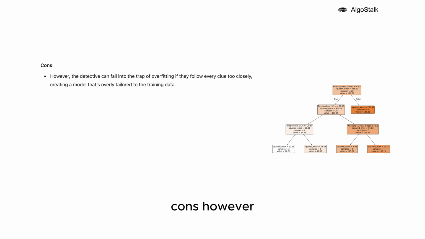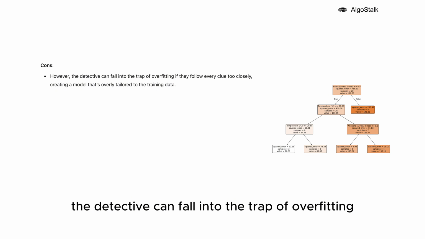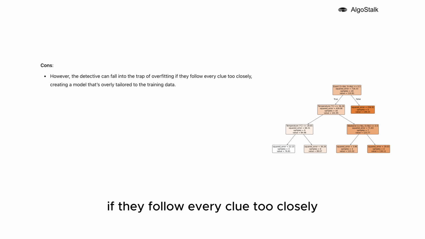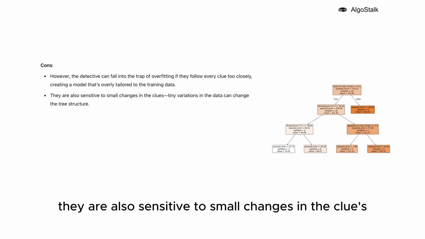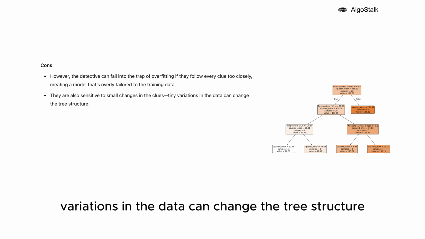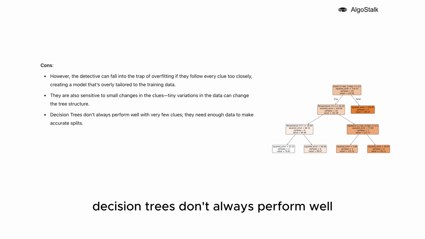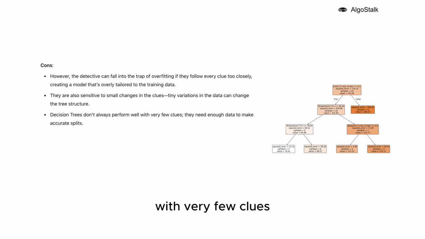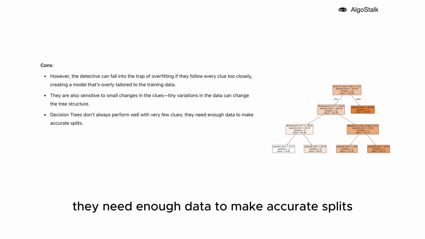Cons. However, the detective can fall into the trap of overfitting if they follow every clue too closely, creating a model that's overly tailored to the training data. They are also sensitive to small changes in the clues. Tiny variations in the data can change the tree structure. Decision trees don't always perform well with very few clues. They need enough data to make accurate splits.